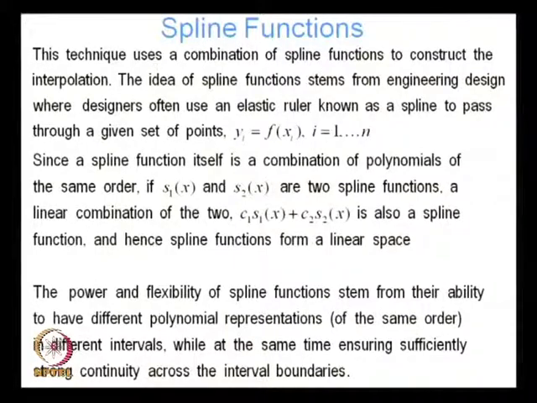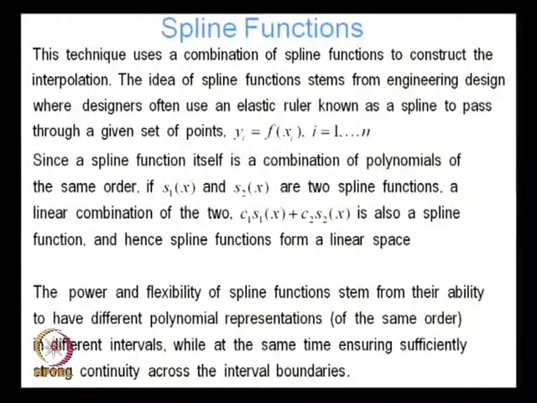and the idea of spline functions, we found, stems from engineering design, where designers often used an elastic ruler known as a spline to pass through a given set of points, and people found that this spline was nothing but a series of cubics defined over the intervals of interest. If I have several grid points and I know the function values at those grid points, the final fit was obtained by considering cubic polynomials over each of those intervals, and then ensuring continuity in the function values as well as in the derivatives across the element boundaries, not only the first derivative but also the second derivative in case of cubic splines.